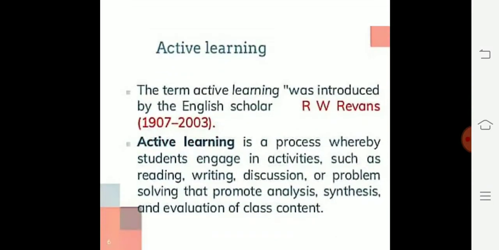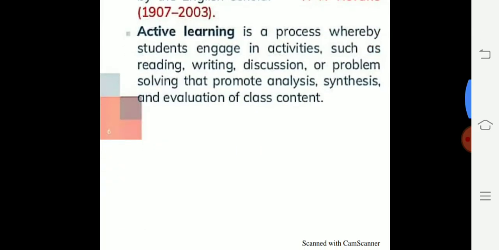The term active learning was introduced by the English scholar R.W. Revans (1907 to 2003). Active learning is a process whereby students engage in activities such as reading, writing, discussion or problem solving that promote analysis, synthesis and evaluation of class content.